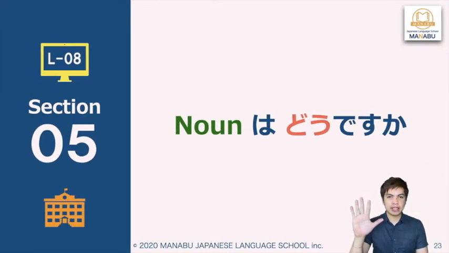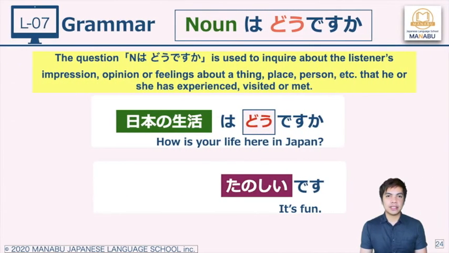Grammar point number 5. Noun wa dou desu ka? This pattern is used to ask the listener about his impression or opinion or feeling about a thing, a place or a person, or about the subject that he has experienced, visited, or met.